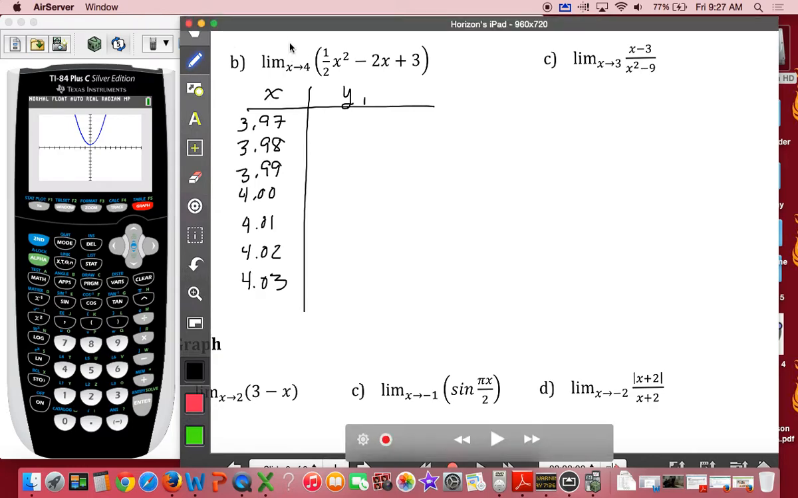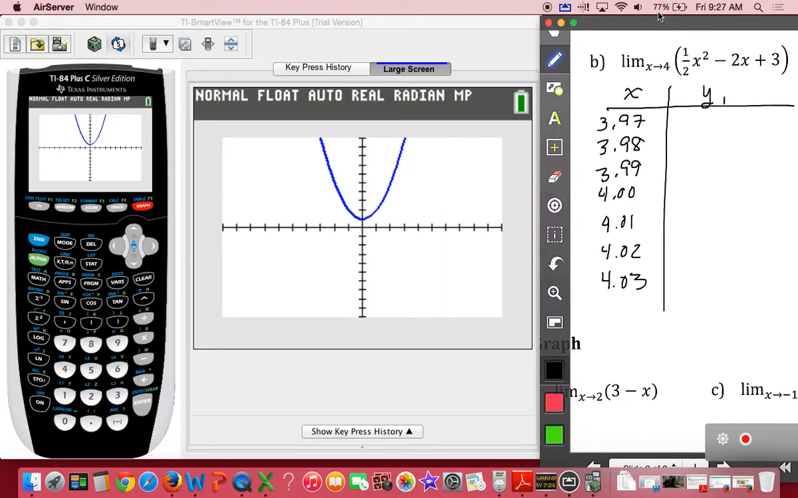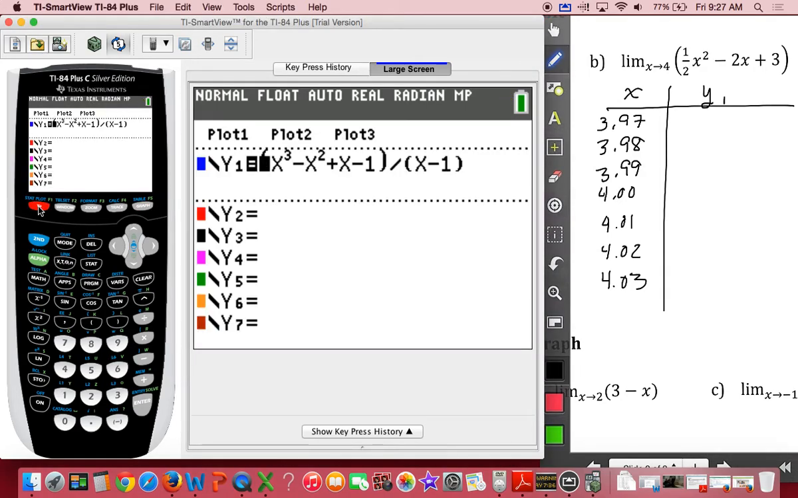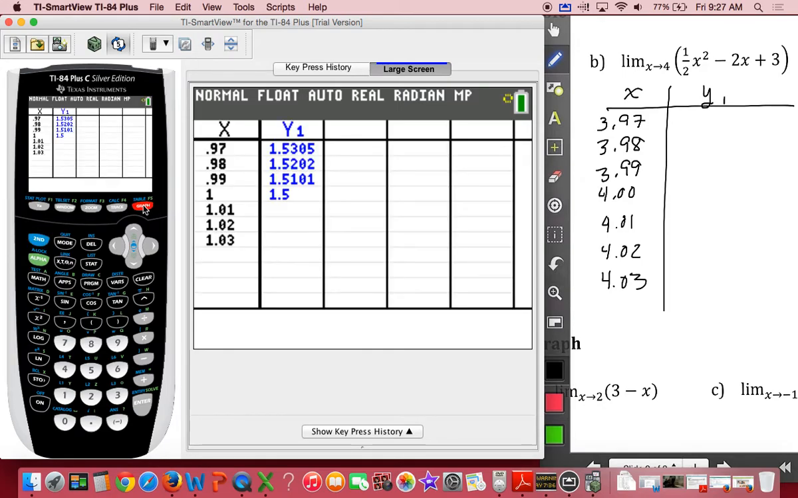And so I'm going to move this way over. And we're going to go here to y equals and put in our new value. So you do have to use parentheses around the 1/2. And so when you go to your table, you have all those old values in your table that we put in before. So you're just going to write over those.